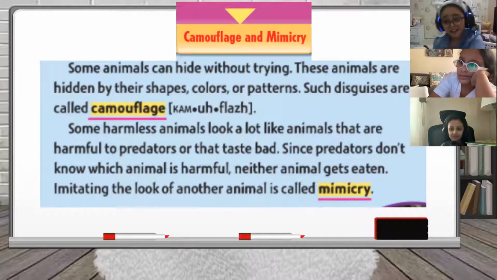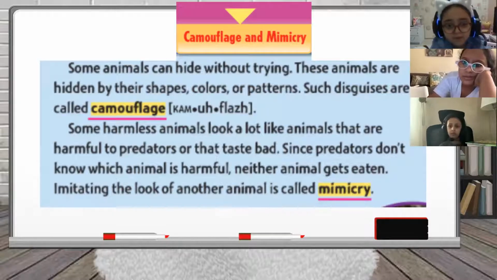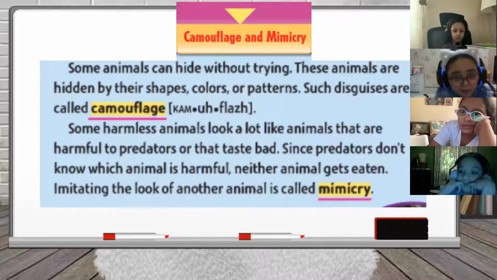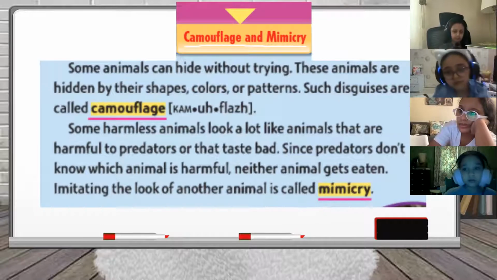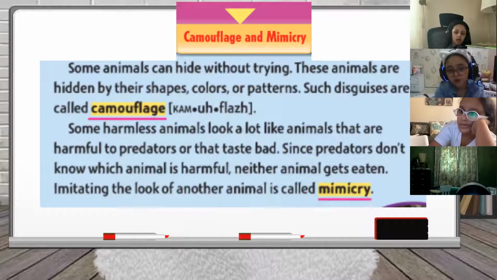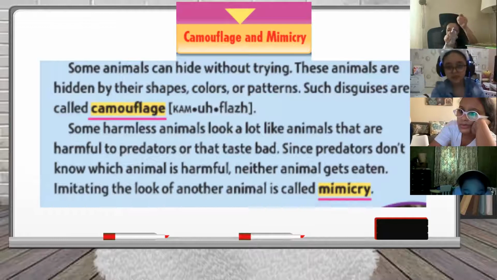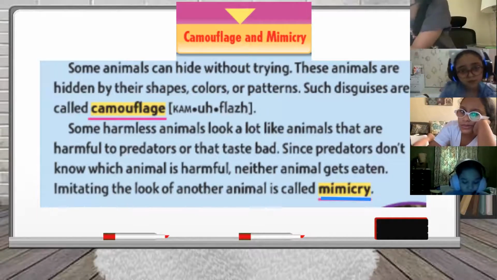Do you know this is a kind of adaptation? This is a kind of adaptation. What is it called? Camouflage and mimicry. Camouflage. It's a camouflage. So what is a camouflage? Can you describe for me what a camouflage is? The animal that is colorful or painted or... They were hidden. Animals are hidden by camouflage. They are adapted to their environment to look exactly like the environment they are in.